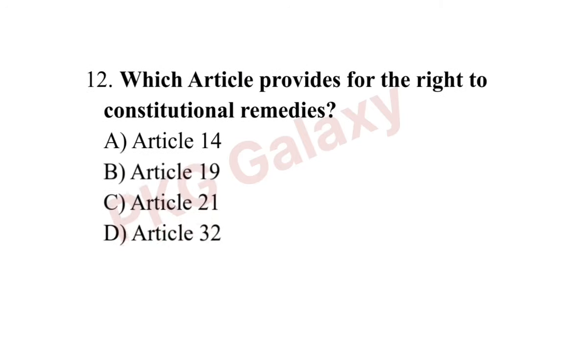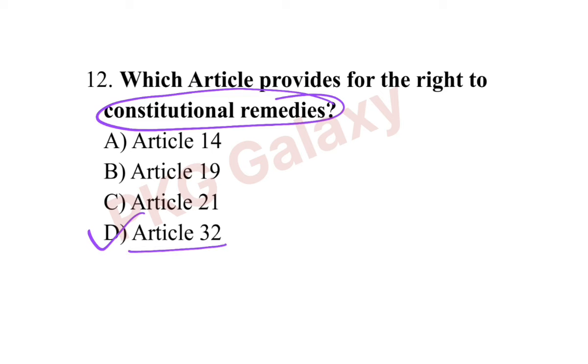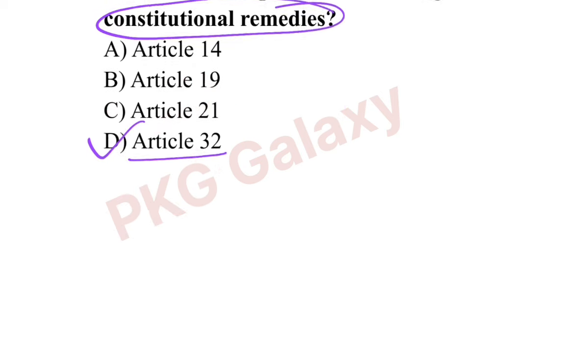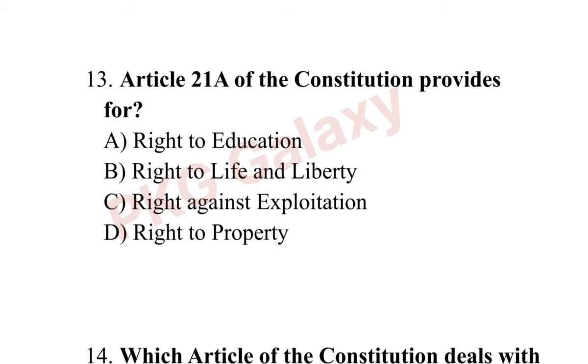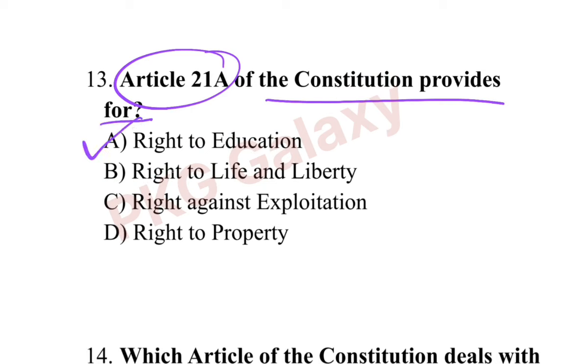Next question. Which article provides for the right to constitutional remedies? The correct answer is option D, Article 32. Next question. Article 21A of the Constitution provides for, the correct answer is option A, right to education. The Article 21A provides for the right to education for children aged between 6 to 14 years.